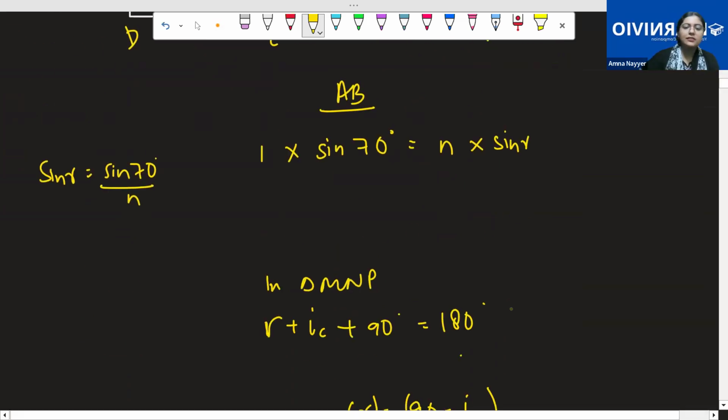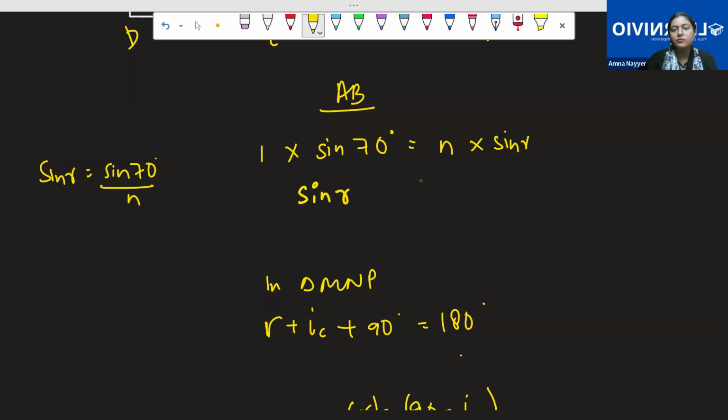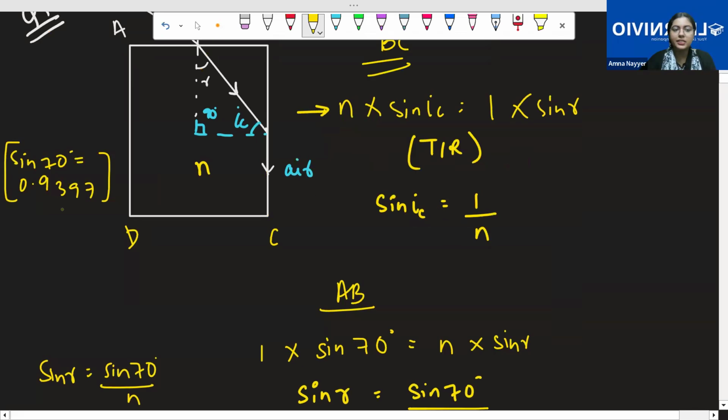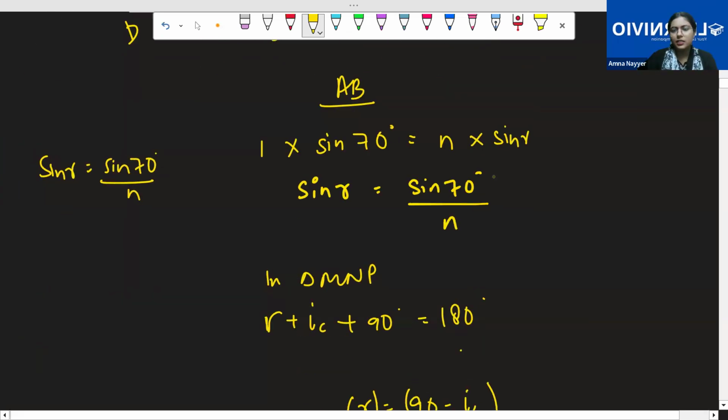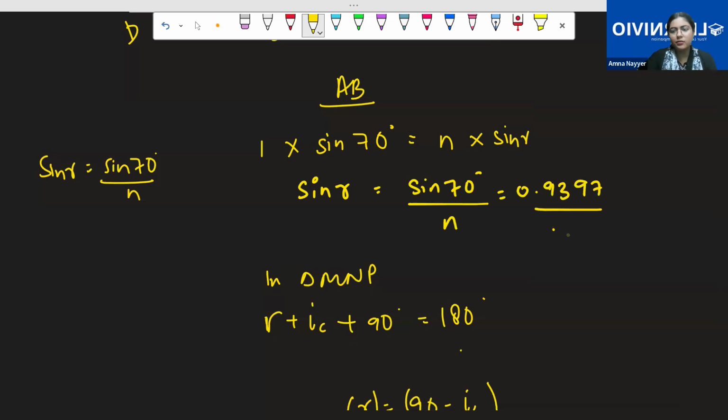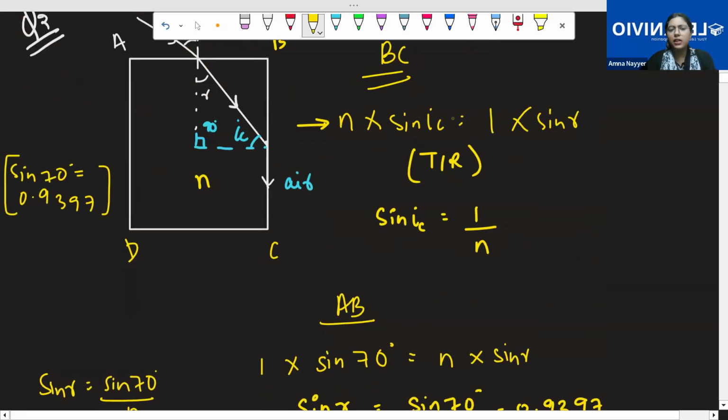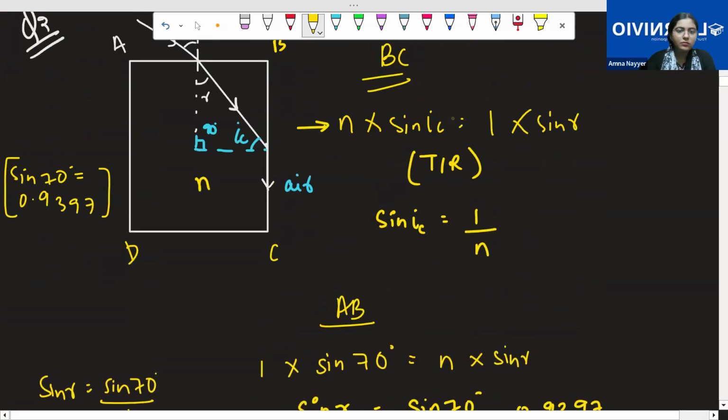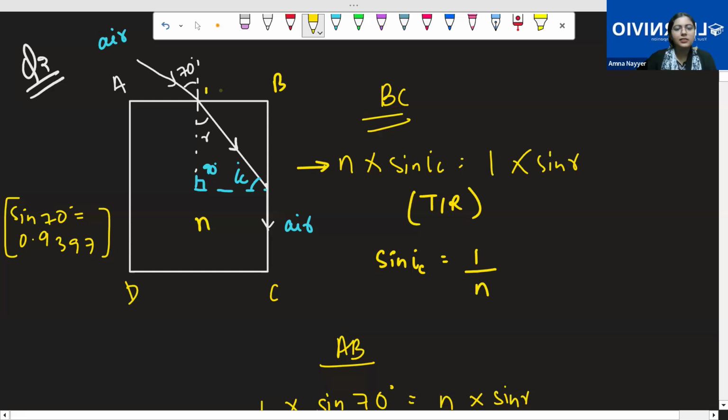So from here we can say sine r can be equal to sine 70 degree divided by n. Sine 70 is already given in the question, 0.9397. So sine r is 0.9397 by n. These are the two conclusions that we can say from both the points, BC and AB. Let's say this is M, this is N, this is P.